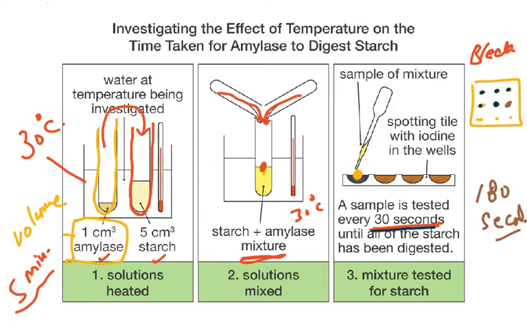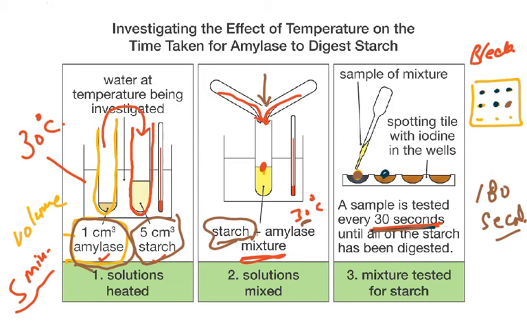I'm going to repeat myself. You take the 1 centimeter cube of amylase and the 5 centimeter cube of starch and you keep them separate. Then you mix them and you keep them at 30 degrees Celsius, and then you take a drop and you mix it with the iodine and see what is the color. The color is black. So that means the starch is still remaining. There's still starch left. Not all of it has been digested.